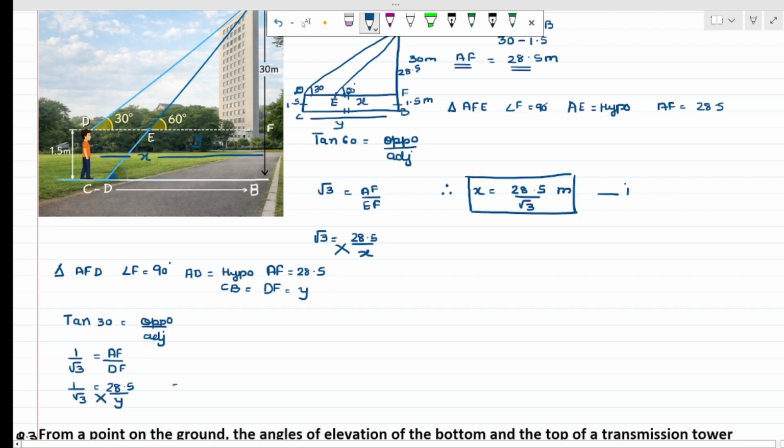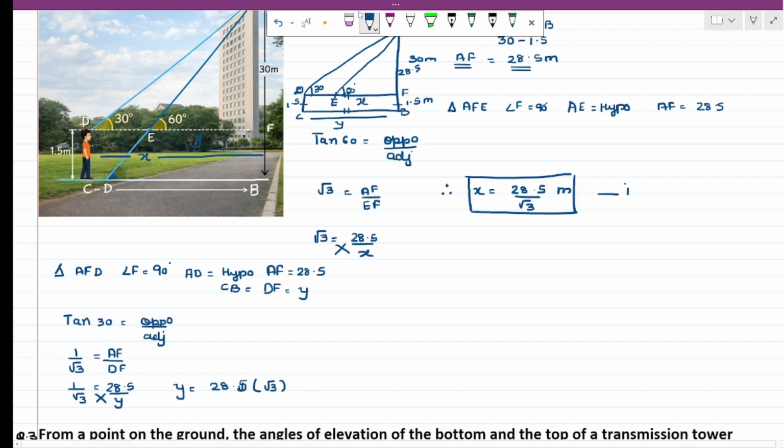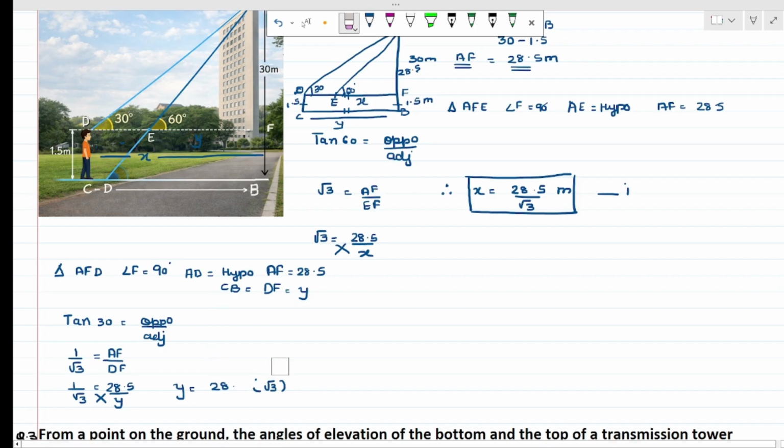Now cross multiply it, what will you get? Y equals to 28.5 multiplied by under root 3. Okay. So you get your answer as 28.5 under root 3. But the question over here is we need to find the distance he covered. That means we are asked for DE.